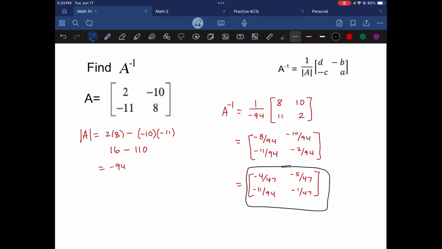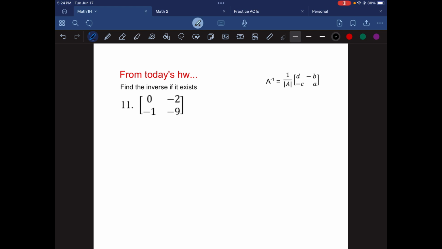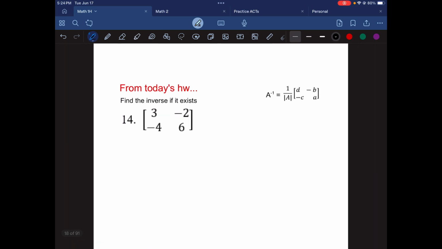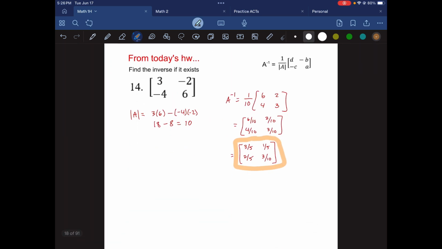Okay? Here are the next two questions. Find the inverse if it exists from your homework today. I'll give you a minute to pause it, and you can write it down. And then here's the other one, also from your homework. If you want to just go ahead and get started on it, go for it. But I will post the answers here in this video in just one moment. All right, here's the answer for number 11. It does give you fractions in your matrix, but it's not as bad as the last one we just did. And here is the answer for number 14, also with fractions, but not as bad, okay?